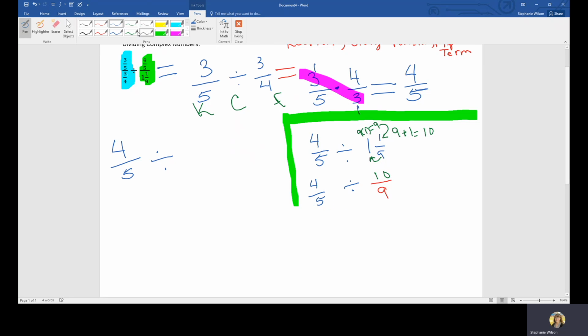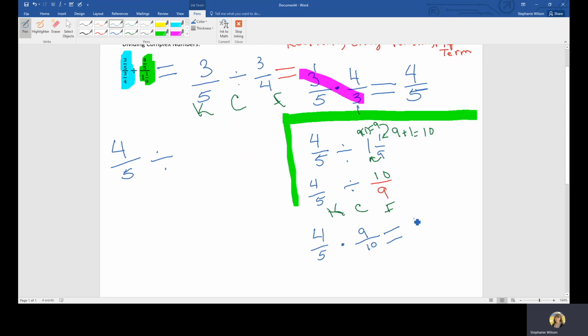I can apply the rules of keep, change, flip. So let's do that. Let's keep our first the same. Change division to multiplication. Flip the other one. Well, now that I've done that, I ask myself, is there a number on top that will reduce with a number on bottom? And in this case here, we got 4s, which is 2s, 9s, which is 3s, 5 is prime, and 10 is 2 and 5s. So no, there's not a number on top that will reduce with a number on bottom. So what we're going to have to do is go ahead and just multiply them straight across.